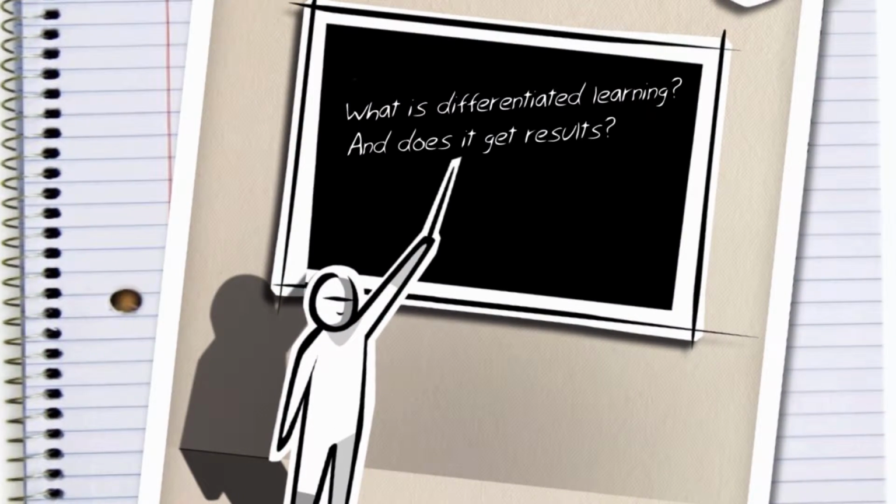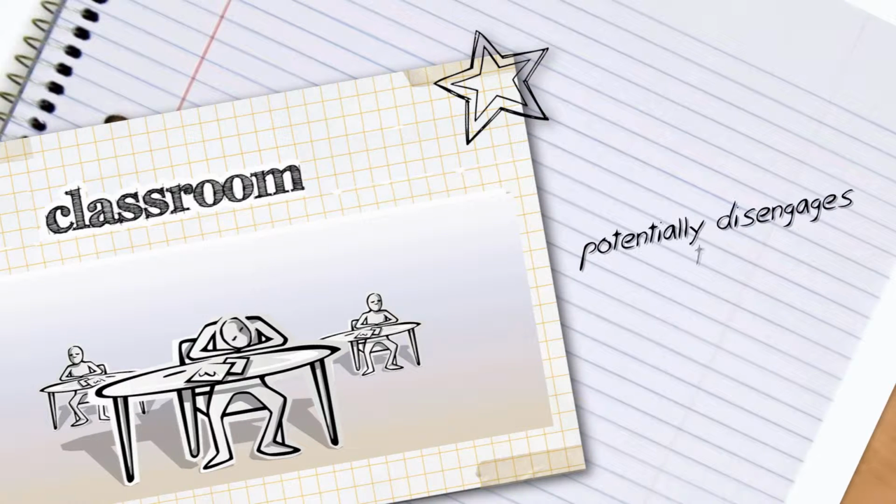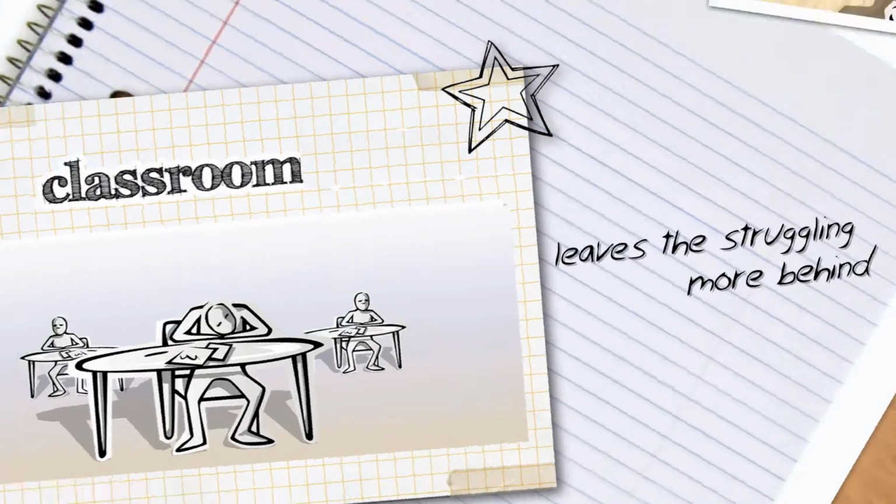What is differentiated learning, and does it get results? At some point, all students struggle with the traditional classroom model. It is a one-size-fits-all solution which disengages the more able and which can leave those who are struggling behind.